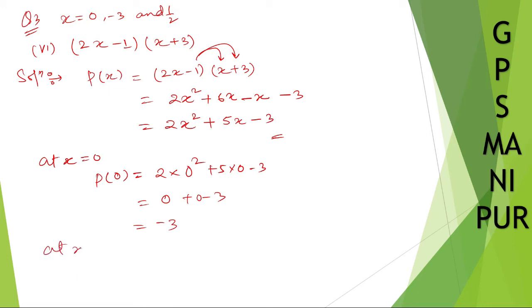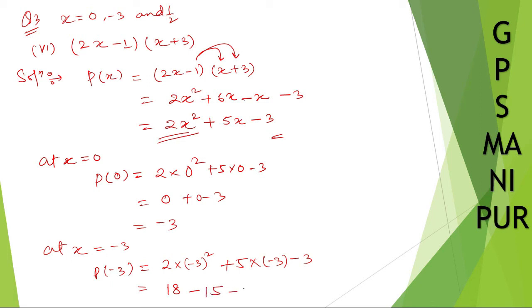Now at x is equal to minus 3, let us check what the answer will be. P of minus 3 will be equal to 2 into (minus 3) whole square, plus 5 into minus 3, minus 3. So 2 into 9 is 18, plus 5 into minus 3 is minus 15, minus 3. Minus 15 minus 3 makes minus 18. So 18 minus 18 is 0. I hope the answer is correct.